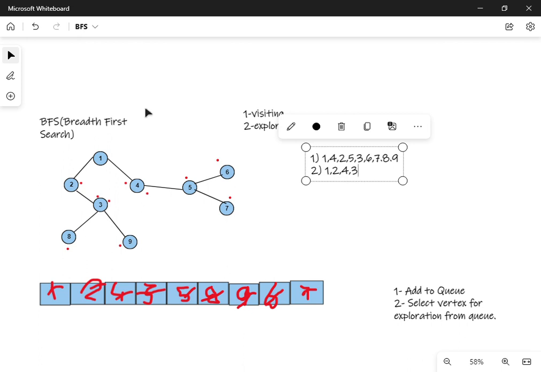4 is our next vertex. The adjacent vertices of 4 are 5 and 1. 1 was completely explored before, so write 5 only. So 4 is completely explored now. Our next vertex is 3. The adjacent vertices of 3 are 2, 8 and 9. 2 was already explored, so just write 8 and 9. So 3 is completely explored now.